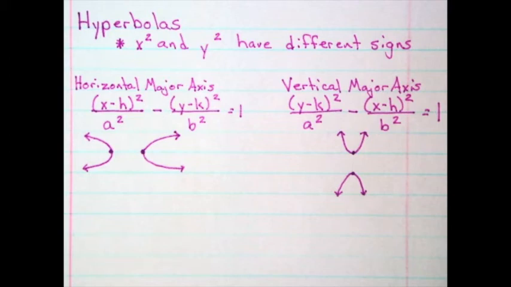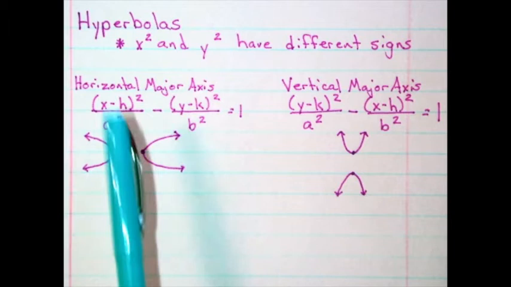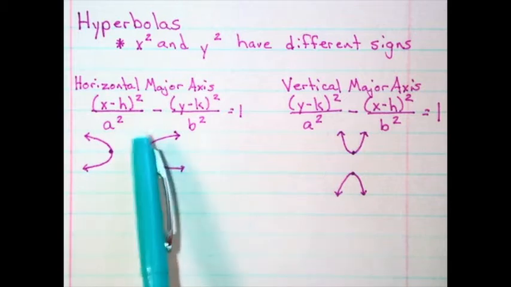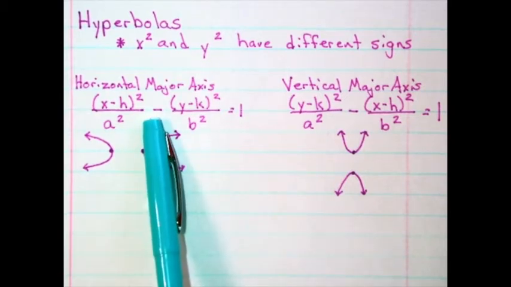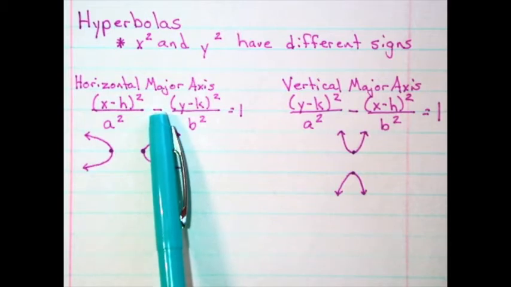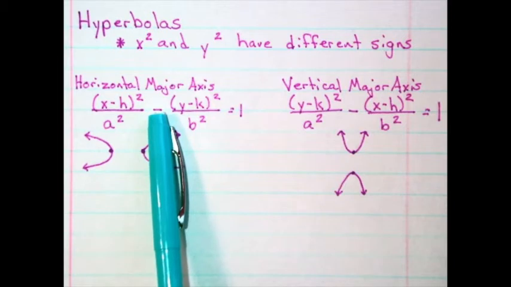Let's finish up conic sections. The last conic section we need to talk about is a hyperbola. When we talk about hyperbolas, it kind of looks like the equation for an ellipse, but the difference is that the x squared and y squared terms are going to have different signs. So basically we're going to have a minus sign instead of a plus sign in between our two terms.